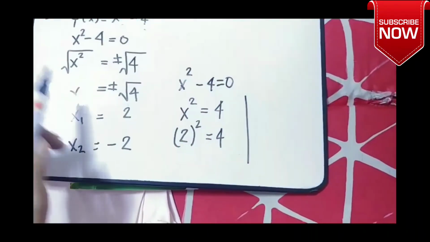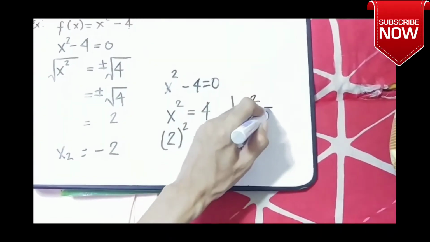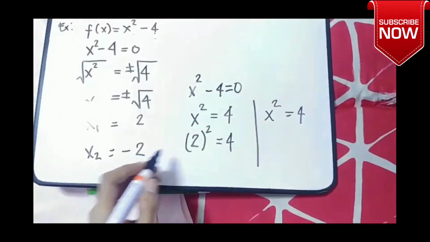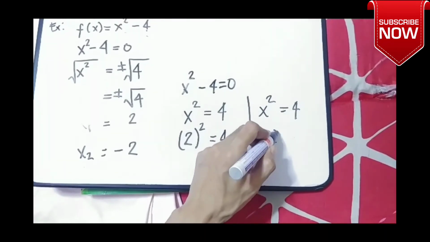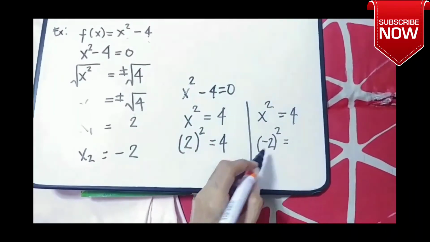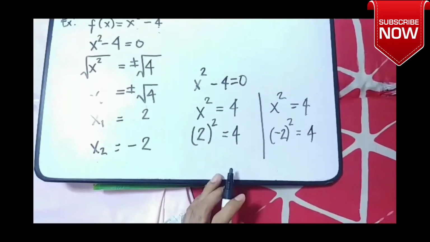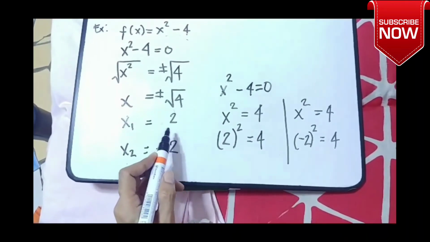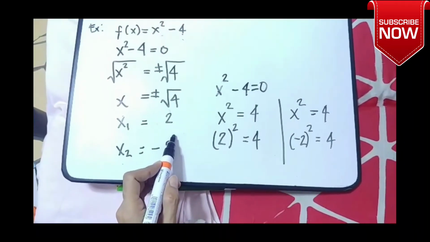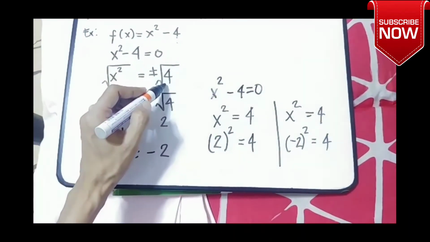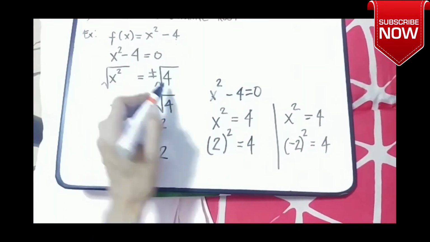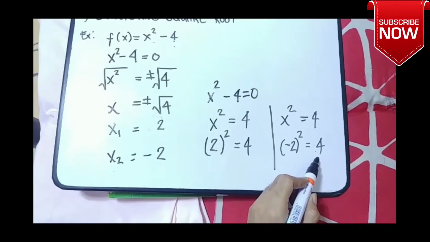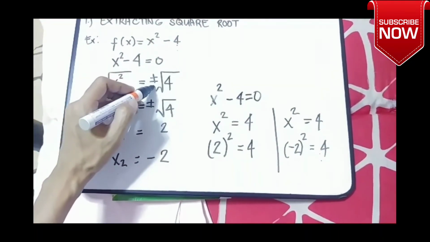Separate natin. X squared is equal to 4. Let's try to substitute the value of x2, that is negative 2. So negative 2 squared is still positive 4. So kung mapapansin natin, nung in-square natin ang square root ng number na nasa loob ng radical sign, yan din mismo yung lumabas na sagot. Kaya nagkaroon ng plus or minus sign.